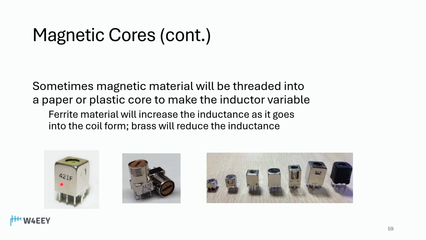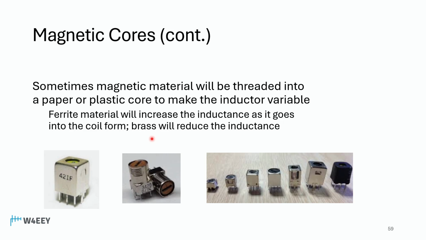Magnetic cores, you've probably seen some of these on circuit boards. These look like IF transformers. If you can visualize a plastic soda straw with wire wound around it to make a coil, and then take a slug that's threaded and thread it into the soda straw, you'll have the concept of these kinds of coils. As you thread that ferrite material into the coil, it will increase the inductance of that coil. So as you screw it in, the inductance increases.